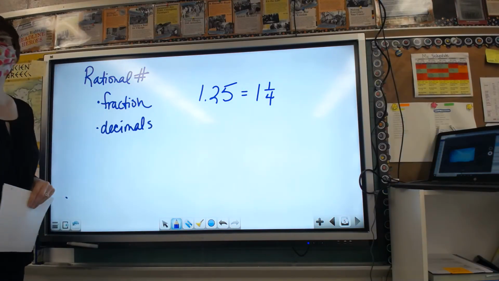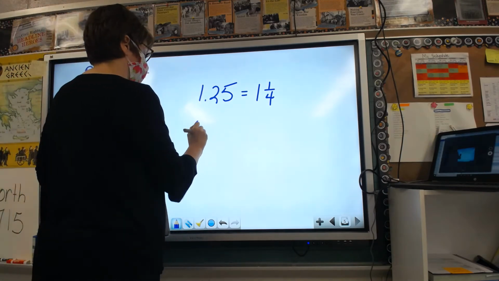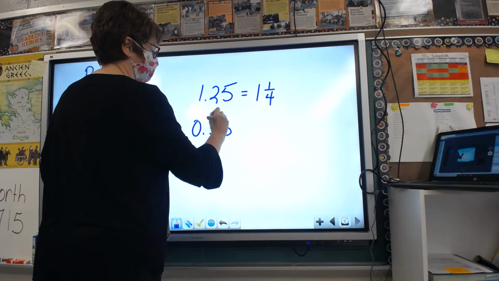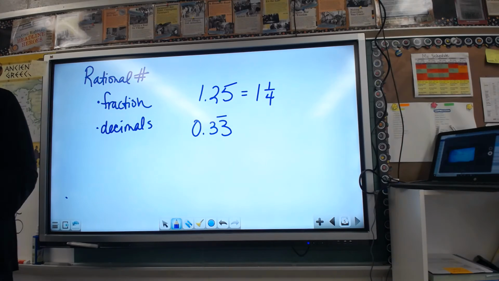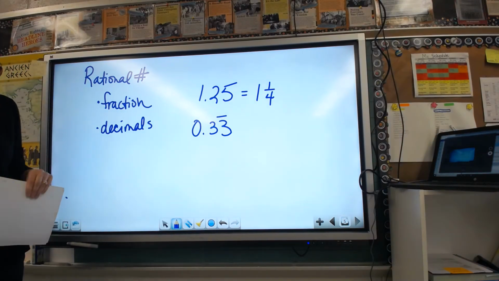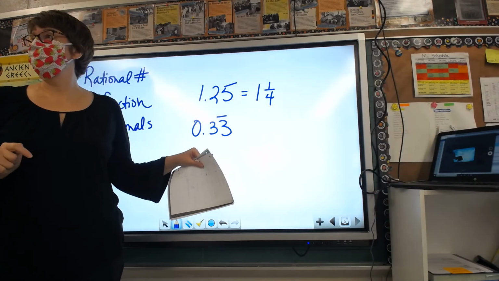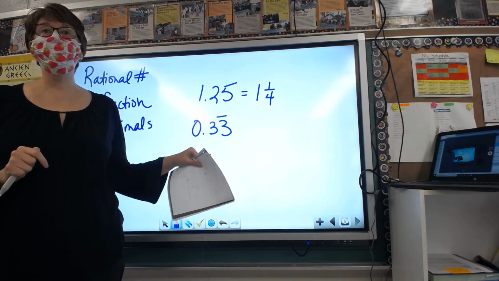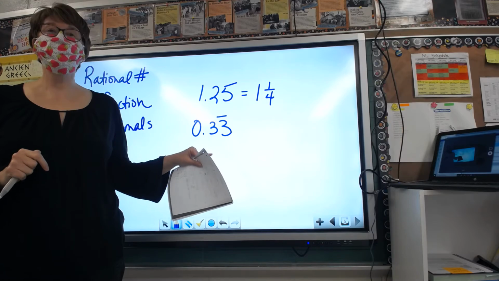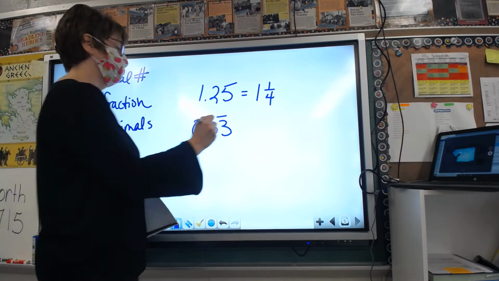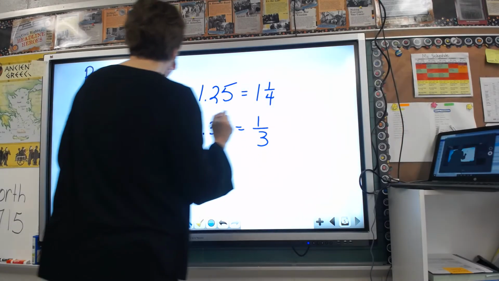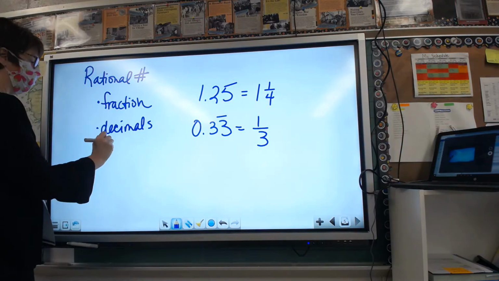All right, now I got a tricky one for you. What about this decimal? 0.333333333, it's going to keep going on forever. Is that a rational number? Can it be written as a fraction? What fraction is it? 1/3. Yep, he's right.